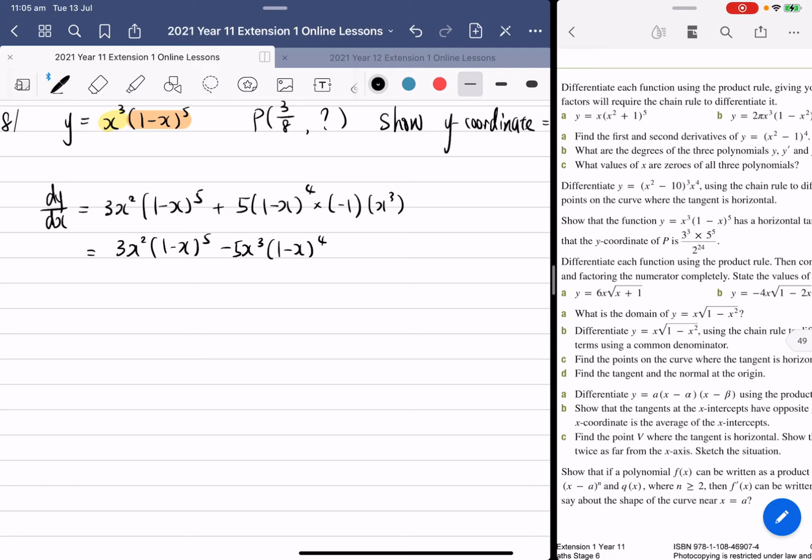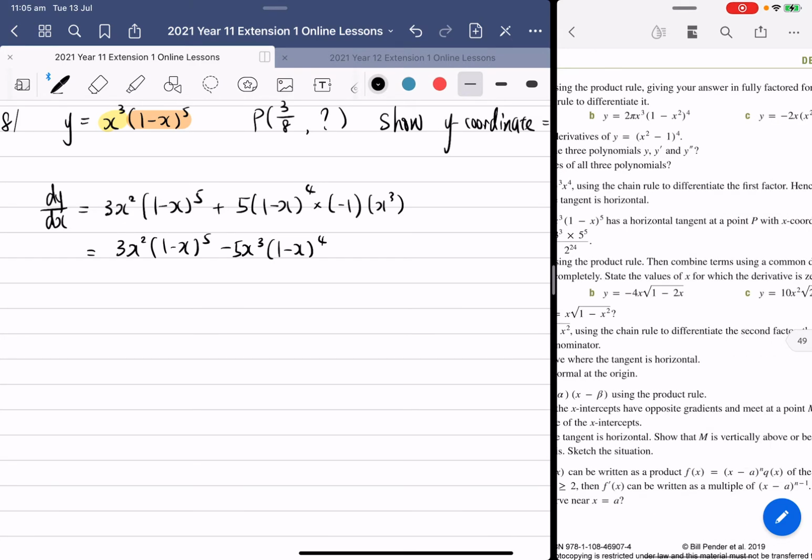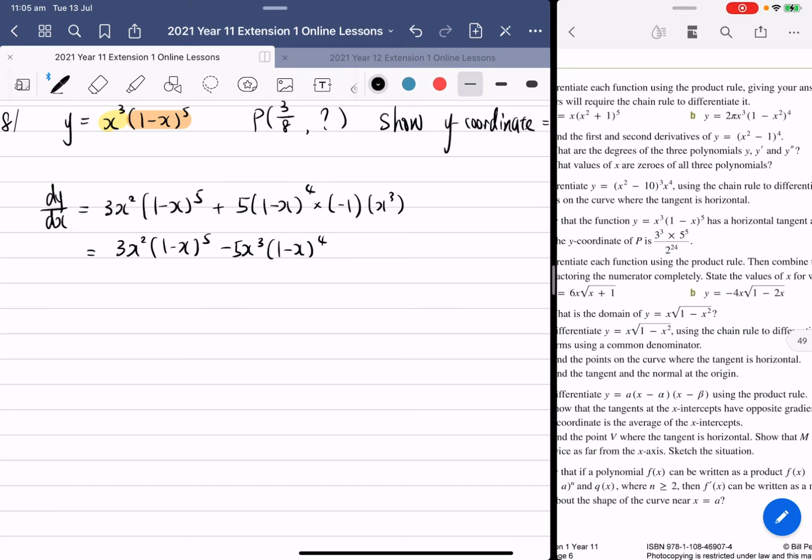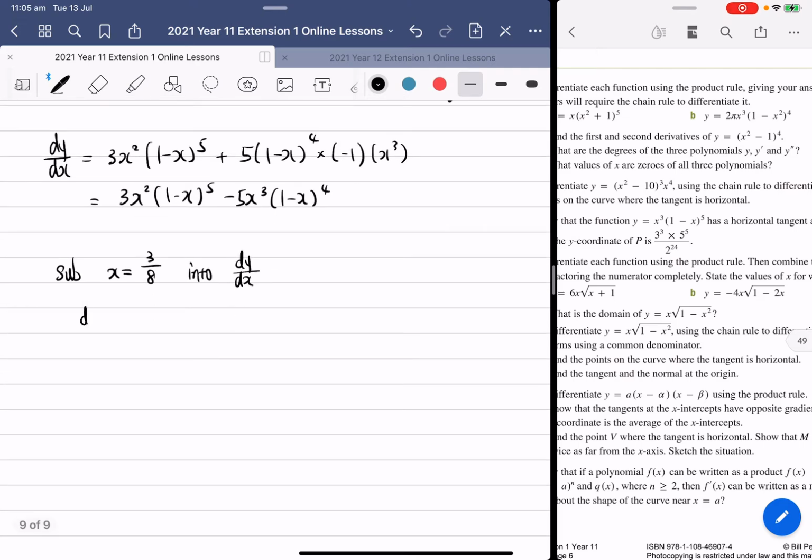Now we just need to show when x is equal to 3 on 8, it gives us a horizontal tangent. You can either solve this equation to find the value of x, or you can just substitute. I feel like they asked us to show the horizontal tangent at point P, so we can substitute. Sub x equal to 3 over 8 into dy over dx. We basically need to show that dy over dx is equal to 0, so that becomes a horizontal tangent. So the tangent is horizontal where the gradient is equal to 0.